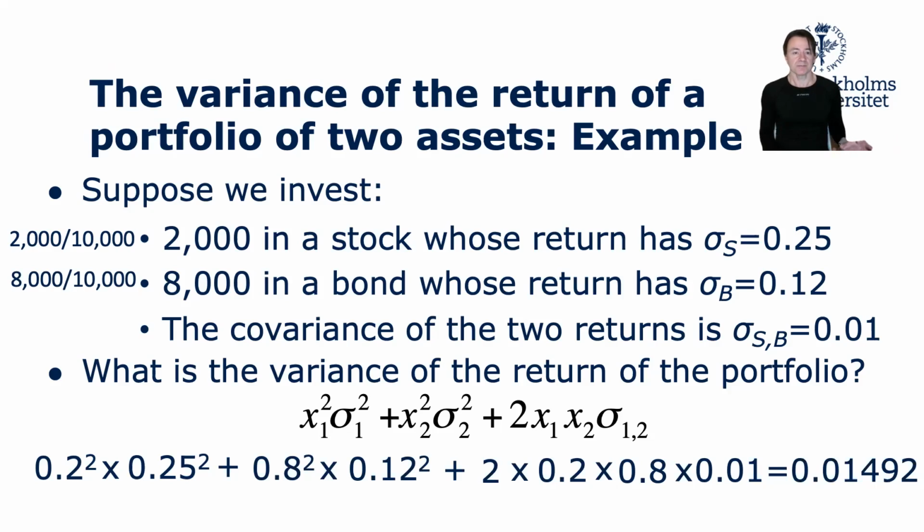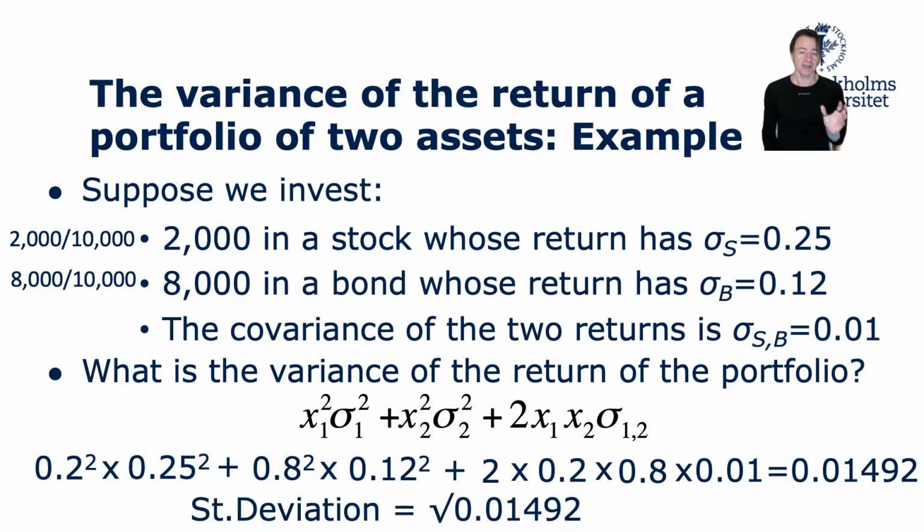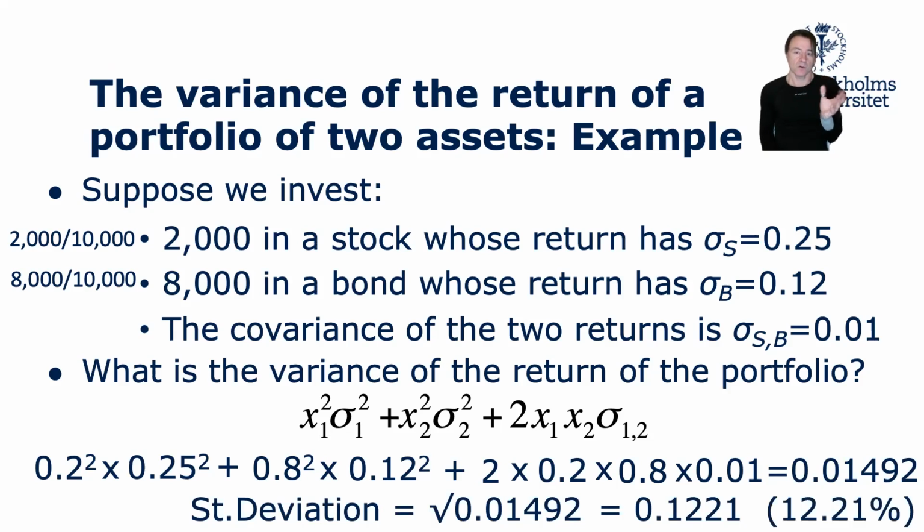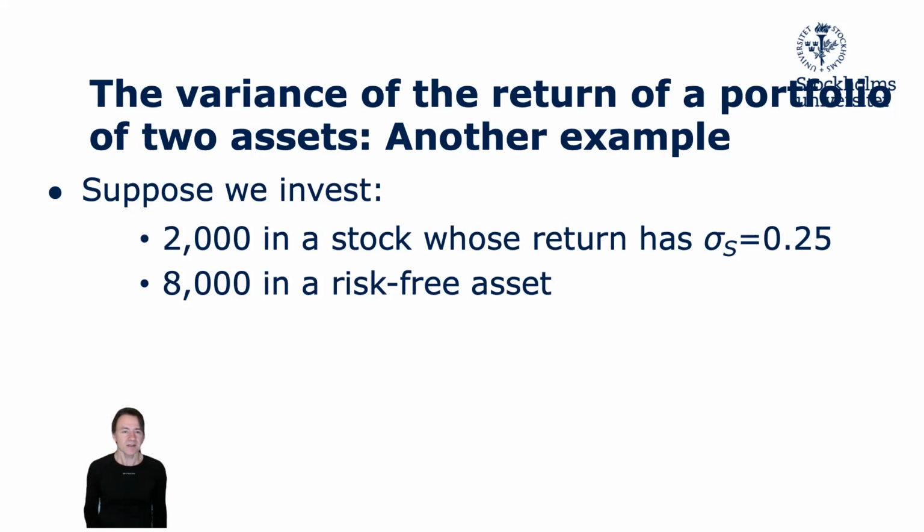As usual, we can also obtain the standard deviation by taking the square root of this variance, something that gives 0.1221 or 12.21% if expressed as a percentage. Let us look at another example.